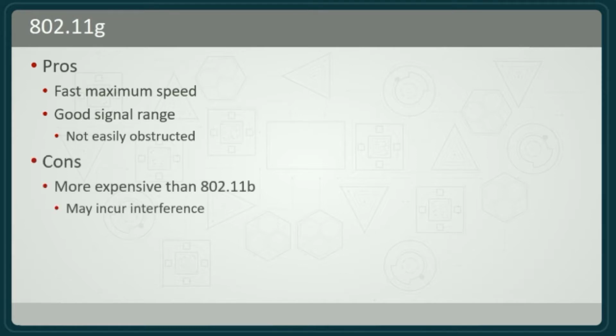In terms of the pros, you get that fast maximum speed, again up to 54 megabits per second. You get good signal range, which is not easily obstructed, but it could have been more expensive than the B that was already implemented. Plus, since you did already implement the B, you are looking at basically junking all of that and incurring the extra cost of a new infrastructure. Plus, it still might suffer from the interference because it was using 2.4 gigahertz.